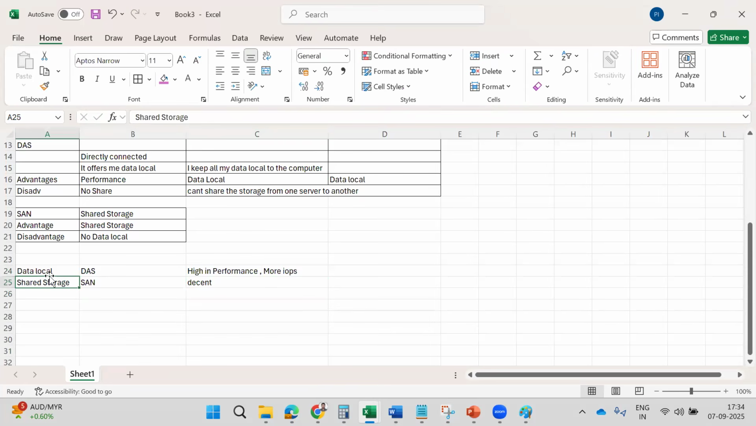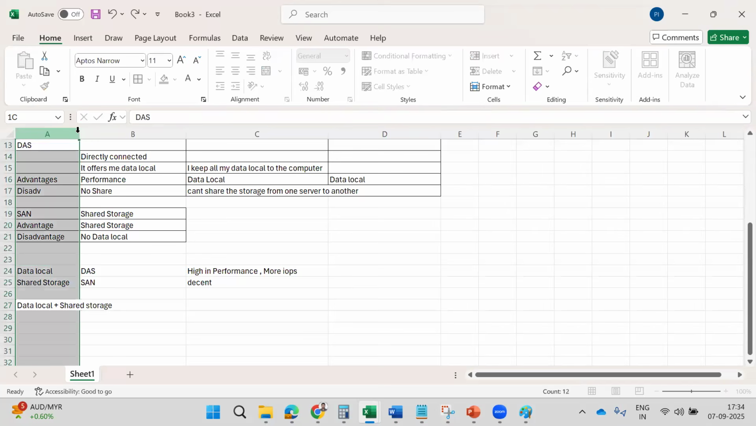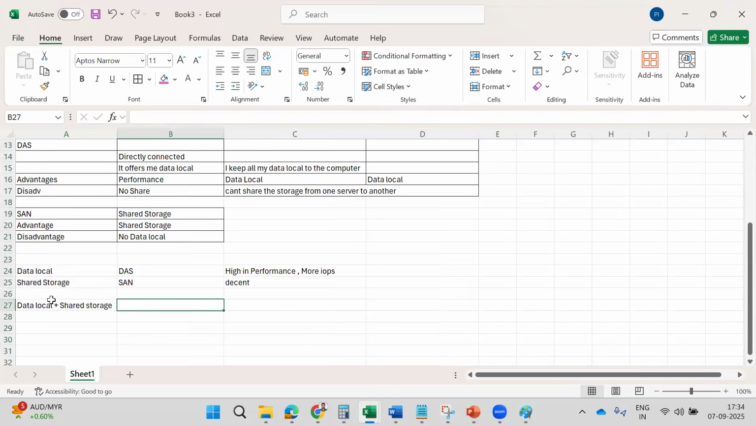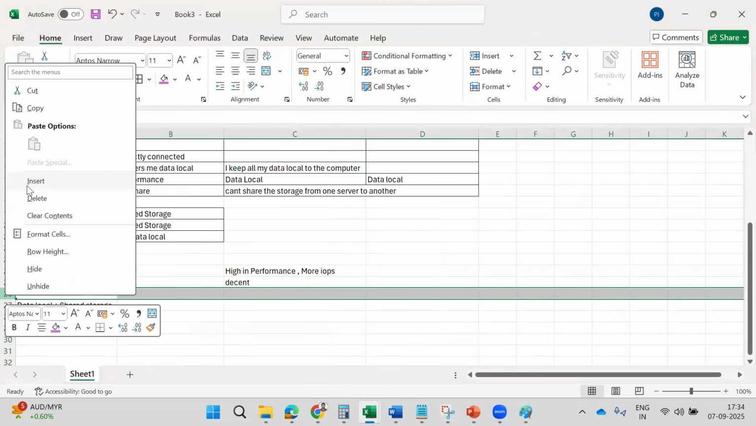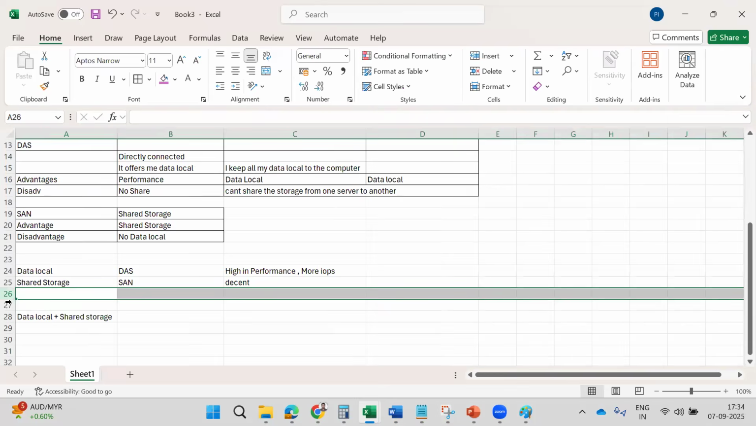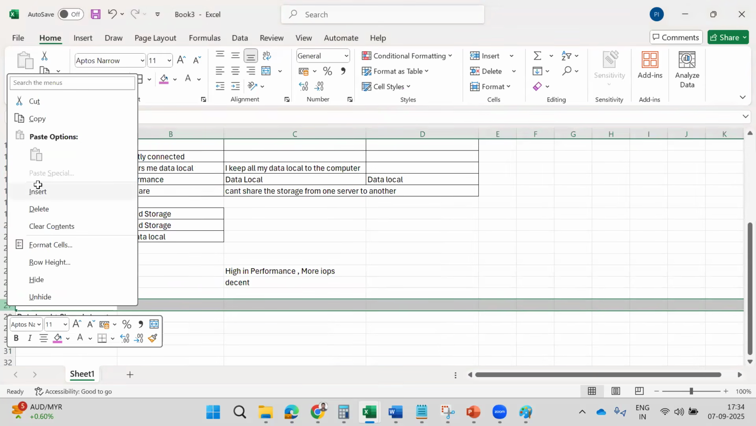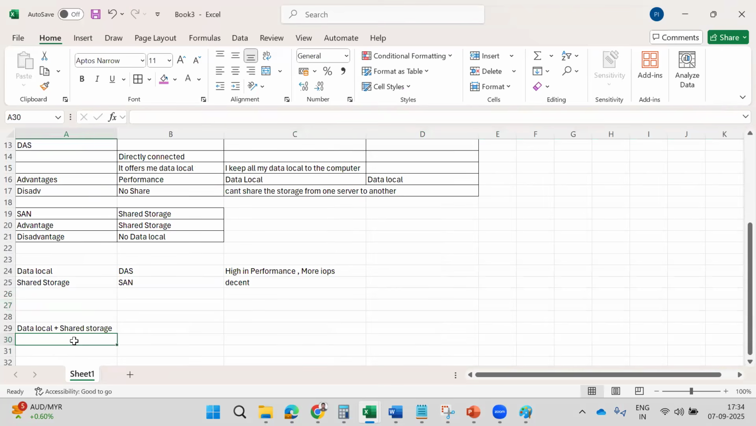So now I have a third customer. He said that, hey, I can't compromise on performance, but at the same time, I can't also compromise on shared storage. So what he is trying to say is he needs data local plus shared storage. Is there any solution which can give me data local plus shared storage? Okay. So I know how DAS works. I know how SAN works. I'm happy with this, but I need a single solution that can offer me data local plus SAN storage. Otherwise, I can say DAS plus SAN.